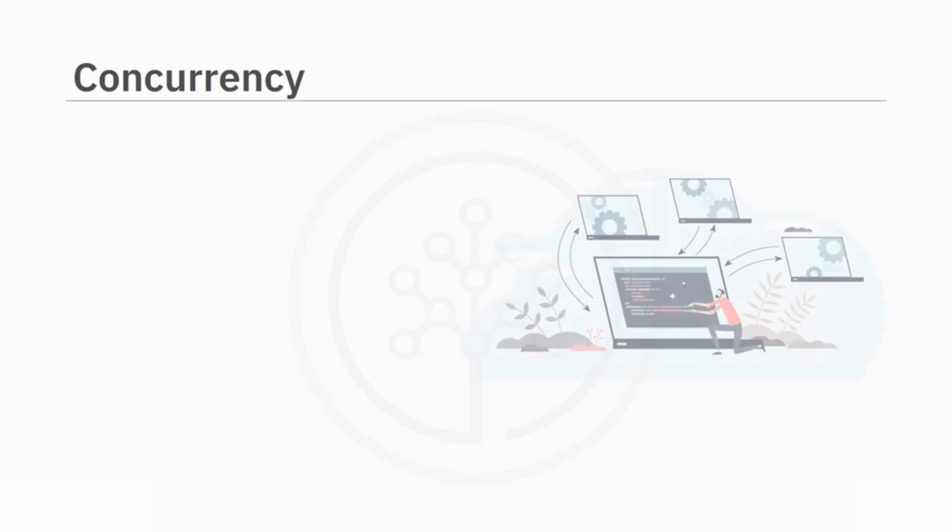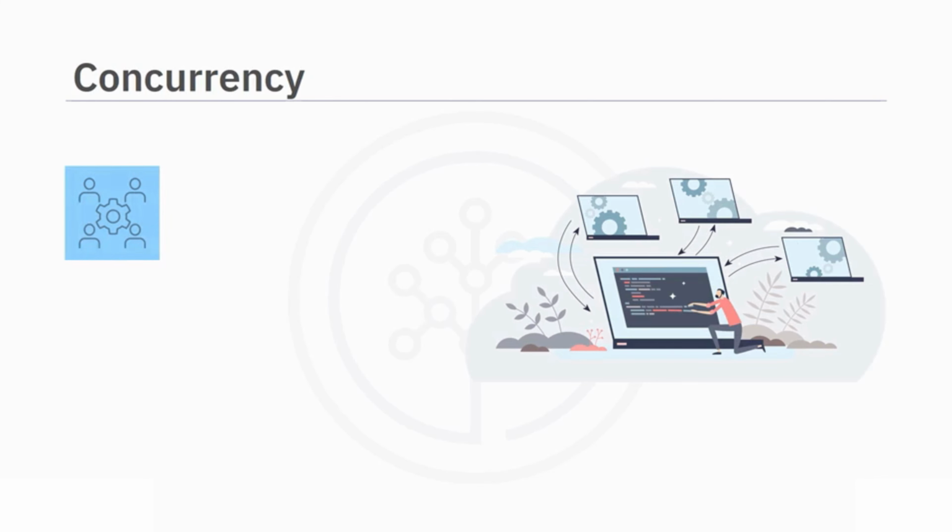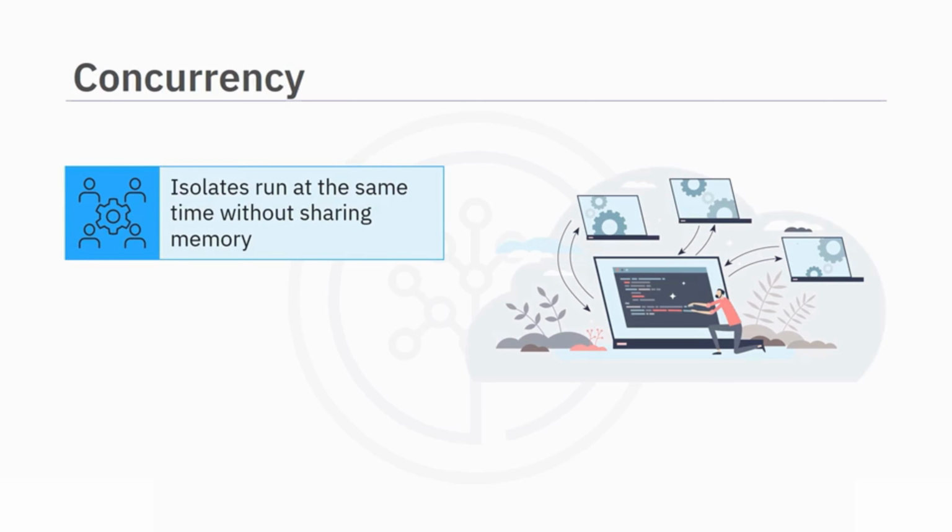Dart also excels in concurrency, which is about doing multiple things at the same time. Dart handles this with isolates and async programming. Isolates are like separate workers that run at the same time without sharing memory. This prevents problems when two things try to use the same memory at once. They communicate by sending messages to each other.